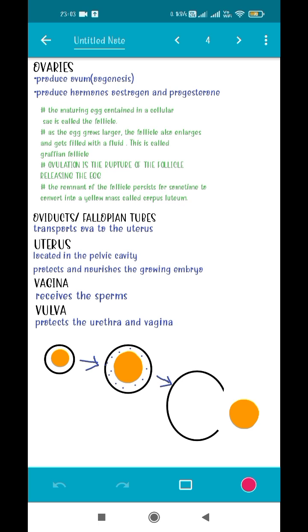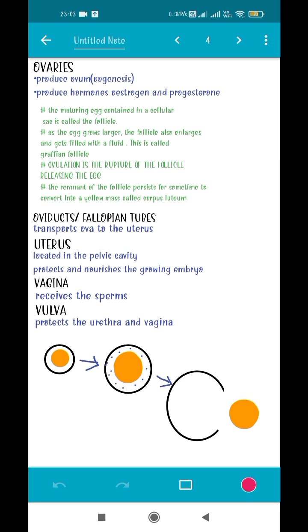After the entire maturation process is complete, the Graafian follicle will rupture and the egg will be released. This process of rupture of the follicle releasing the egg is known as ovulation. The egg is getting released. Whatever remaining part of the Graafian follicle is there will persist for some time, and slowly it will convert into a yellow mass known as the corpus luteum. These are the processes which happen when an ovum is maturing.